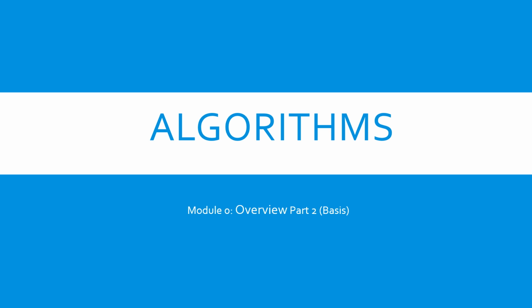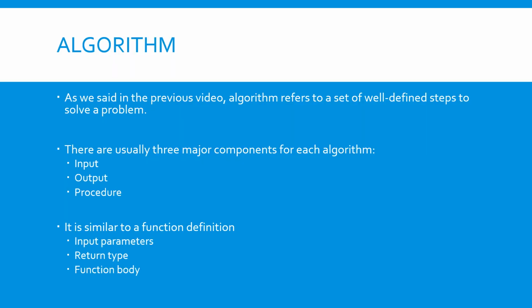In this video, I would like to discuss the basis of algorithms. First, let's take a look at the major components of an algorithm. An algorithm should contain three parts: the input, the output, and the procedure.